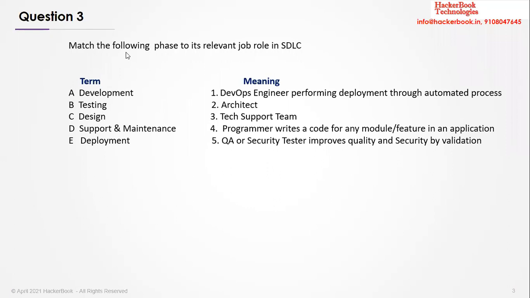The easiest one is testing, right? Quality analyst or tester, they try to improve the quality and the security by validation. So B is 5. A development team, programmer, A4, B5. Design, I said architect. Support and maintenance, tech support team. Deployment: 4, 5, 2, 3, 1. Yes, very easy one. If you have followed my session, you should be able to answer this correctly.